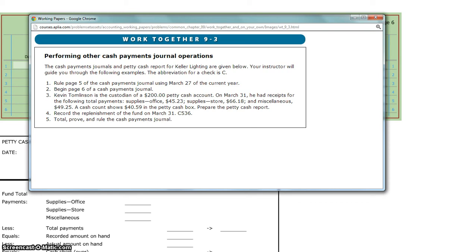Now, if you remember last section in 9.2, we talked about the cash payments journal, and that is used anytime that you write a check. And sometimes you have other things that you have to do with that, and that's what we're going to explore today. So it says the cash payments journal and the petty cash report for Keller Lighting are given below. And so I'm going to go through the examples with you. Just keep in mind that the abbreviation for a check is C.